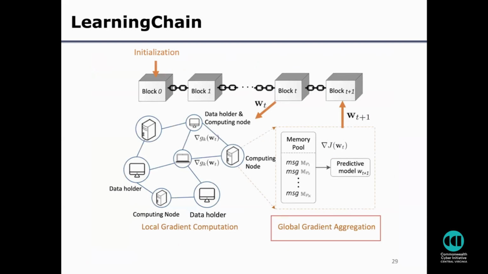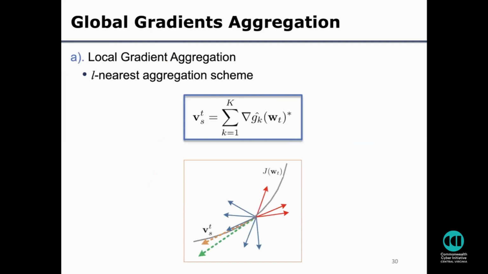Then let's see the operation in the global gradient aggregation. In this phase, a computing node aggregates the local gradients and updates the learning model. This phase includes 3 steps. The first one is local gradient aggregation. In this step, computing nodes aggregate all the local gradients to calculate the global gradients.